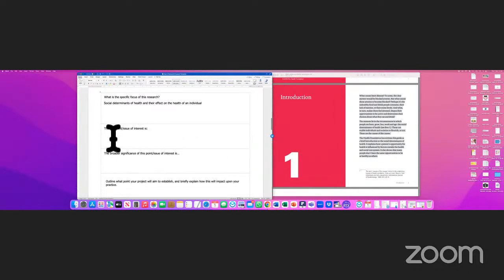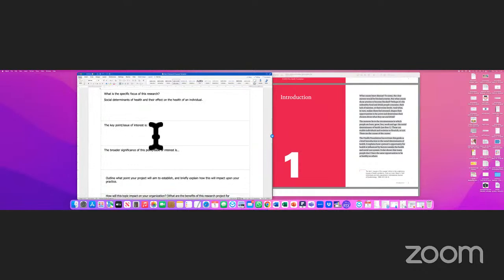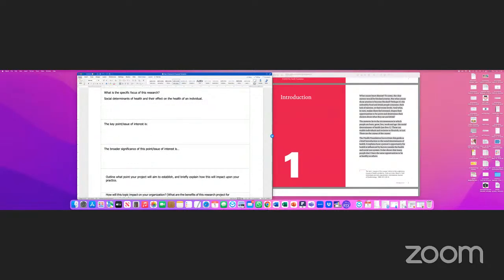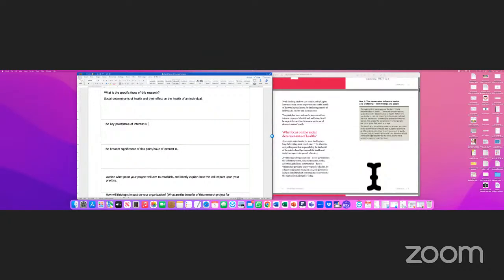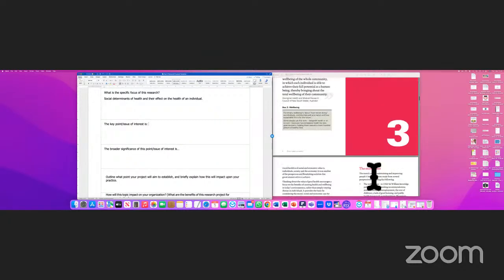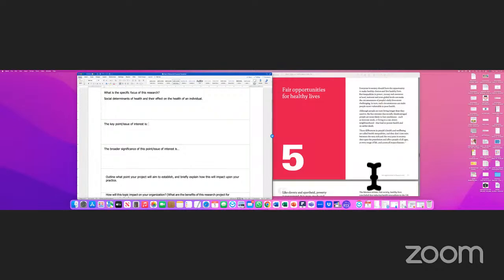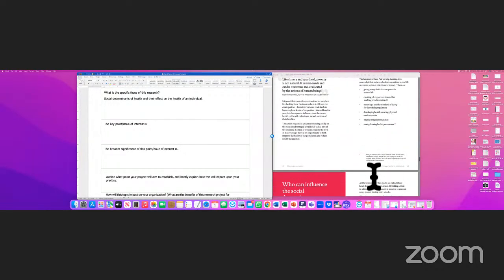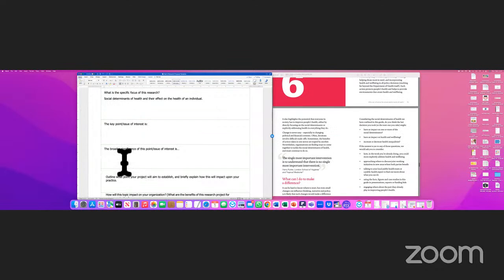Now, there are some key points and key issues or areas of interest. In some reports, this will be there. In some reports, this will not be there. So this can be left blank. What is the broader significance or issue of interest in this case? Towards the end, you would see there is a conclusion which is being drawn on the report, and that conclusion will provide you the broader significance of this research report.